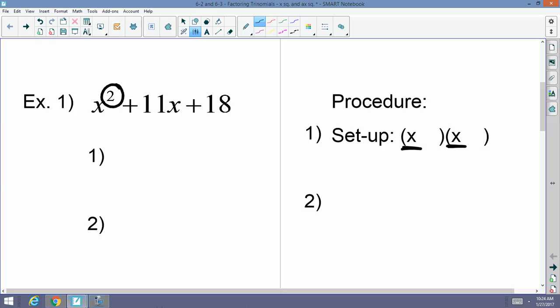But let me just go above and beyond real quick. What if I had a 4 here? It would be x squared, x squared. What if I had a 10 as an exponent? It'd be x to the 5th, x to the 5th. Are you guys with me there? So you always half the exponent of the leading term when it's in this format, okay?